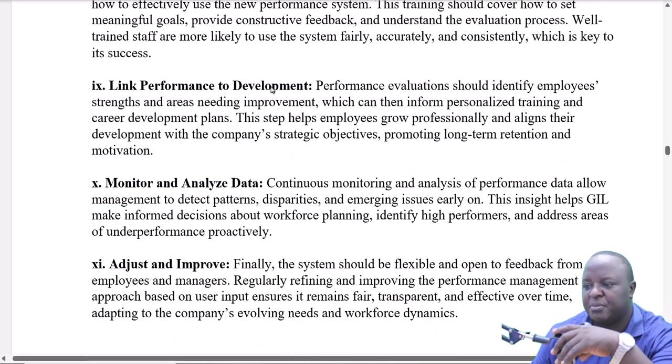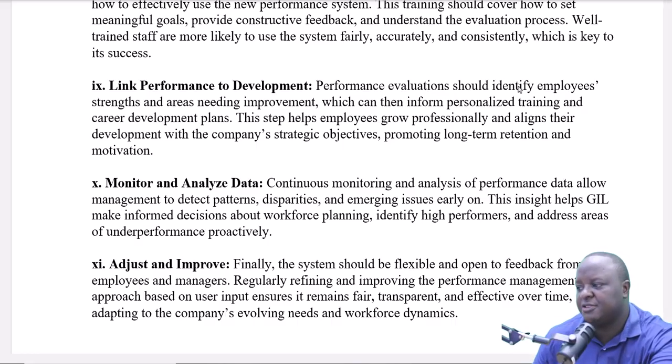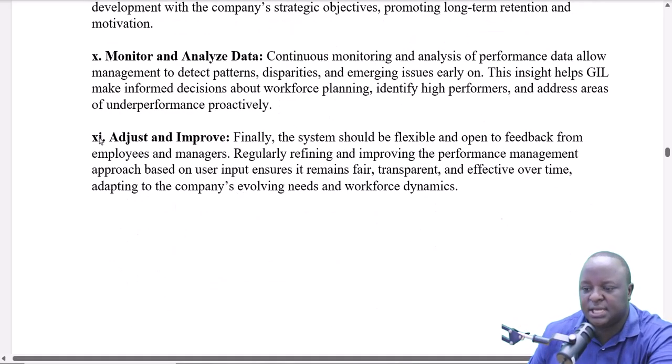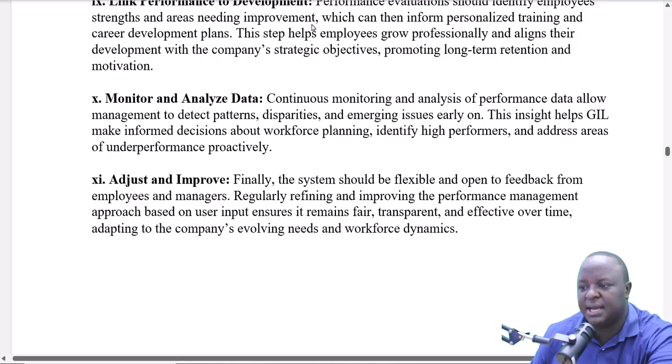Then link performance to development. Performance evaluation should identify employees' strengths and areas needing improvement. So which can then inform personalized training and clear development plans in terms of when you try to link performance and development. So next, second last is about monitor and analyze data.